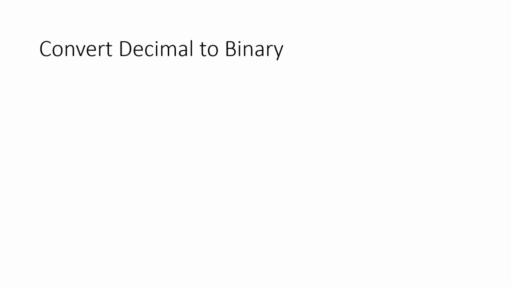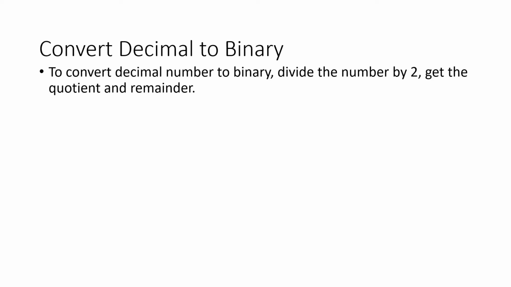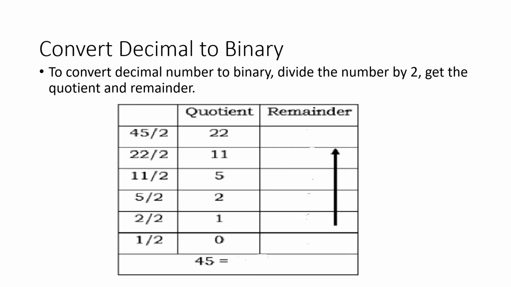Now, let's convert decimal to binary. To convert a decimal number to binary, divide the number by 2, and get the quotient and remainder. For example, we have a decimal number 45. What is the equivalent of 45 in binary? So, 45 divided by 2, our answer is 22, and the remainder is 1.